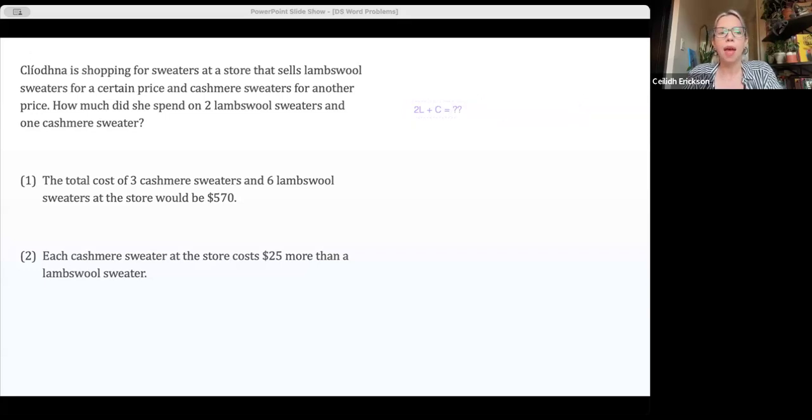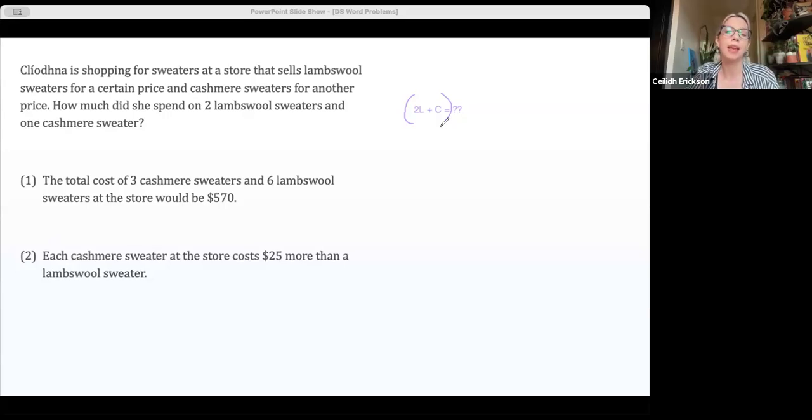So when we're looking at the statements, we don't necessarily need to get a value for L and a value for C separately. In fact, when you get a question that's defined like this, I want you to think of this as a unit. 2L plus C. That is the thing that we're looking for the value of. I don't care how much one lambswool sweater is by itself. I don't care how much one cashmere sweater is by itself. I want that combination 2L plus C.